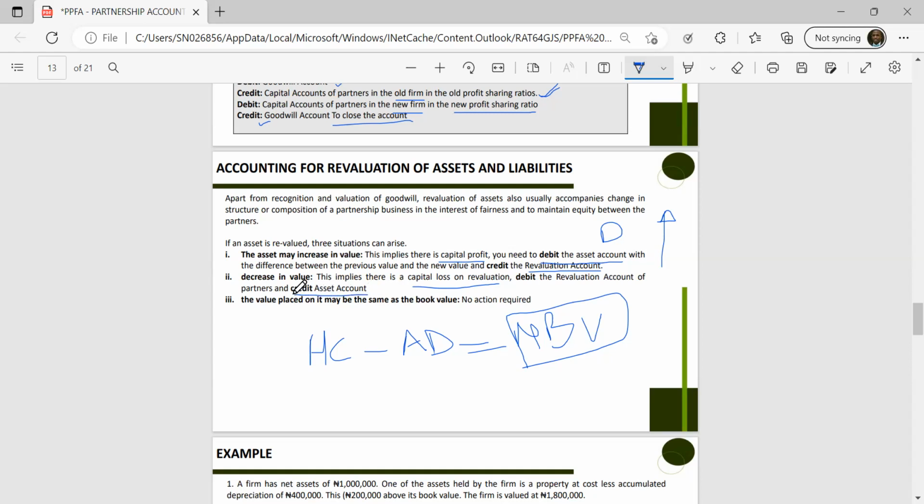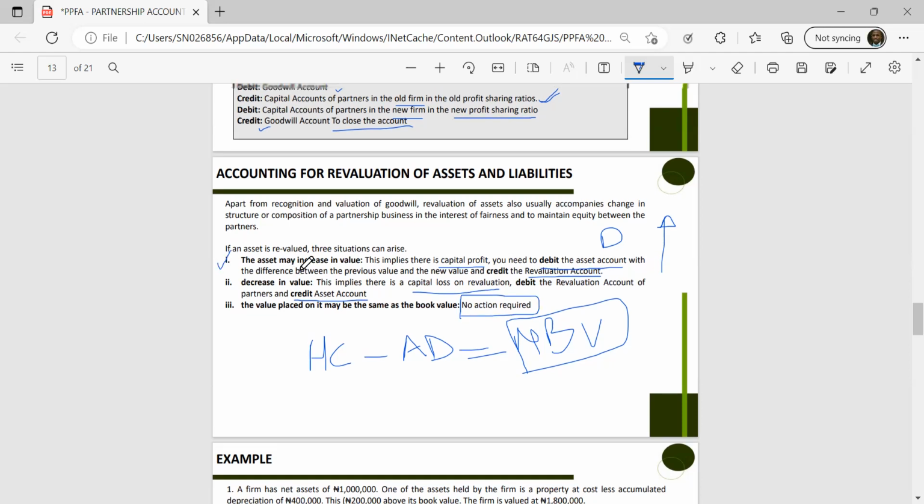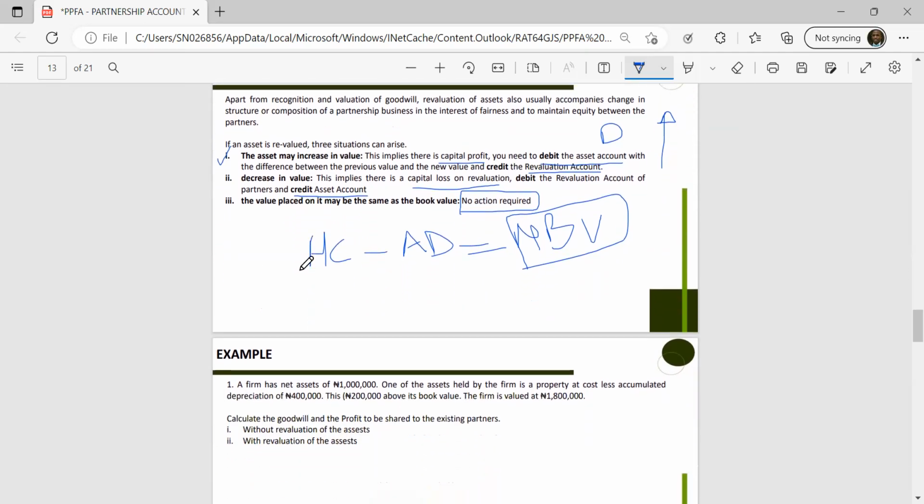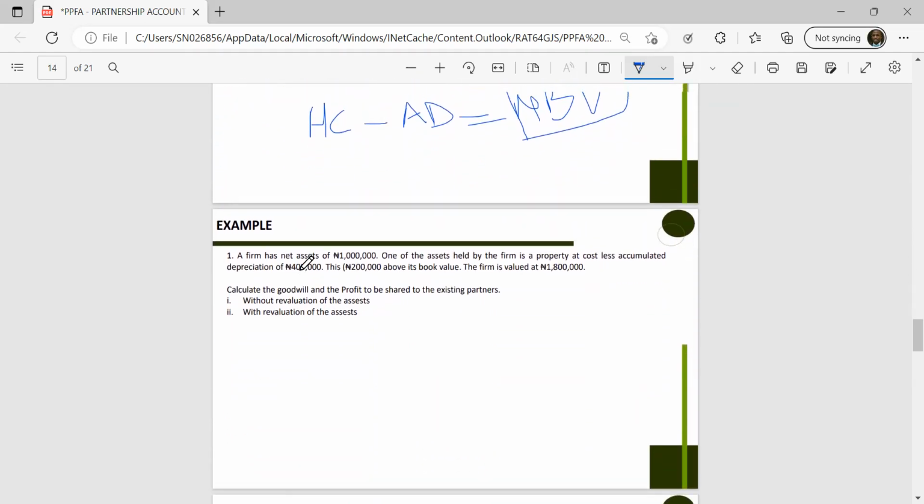you credit the asset account. And number three is that the market value and the book value might actually be the same. And when they are the same, there's no action required. You don't need to debit anything. You don't need to credit anything. But in most revaluations that you will see, the option you will most likely see is that it has increased in value.